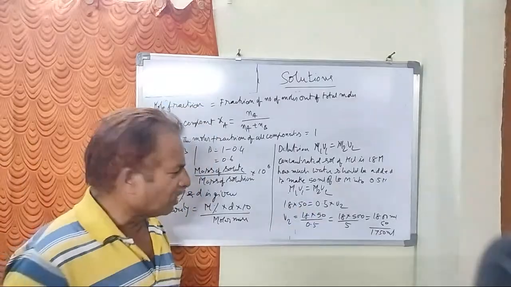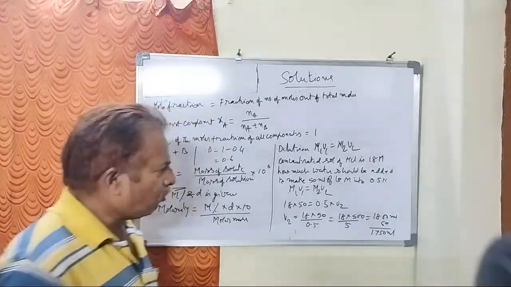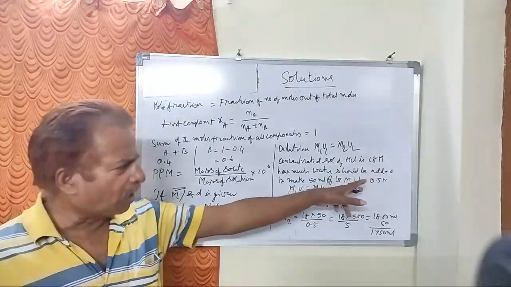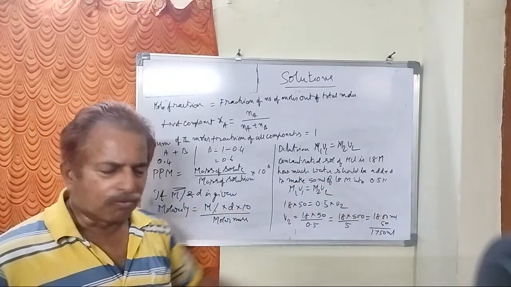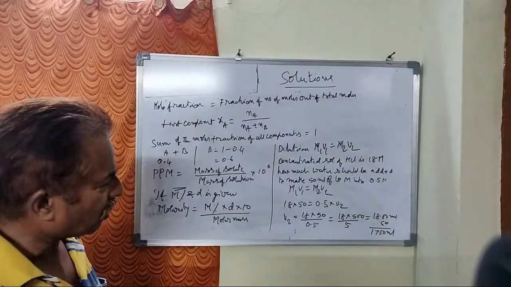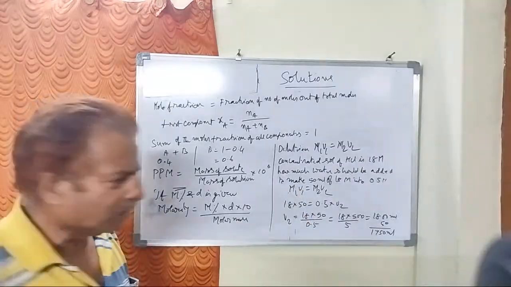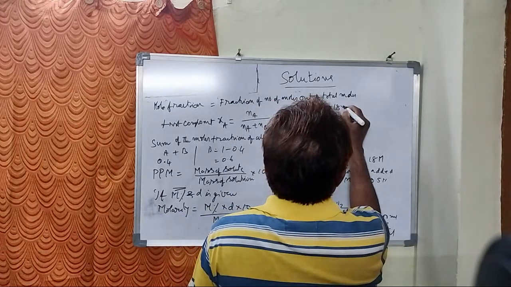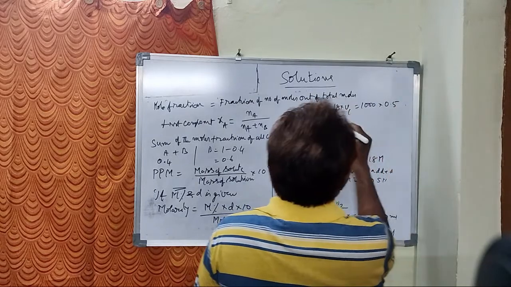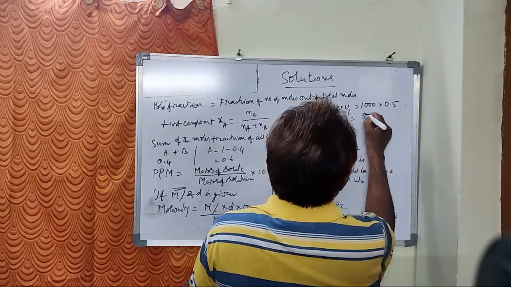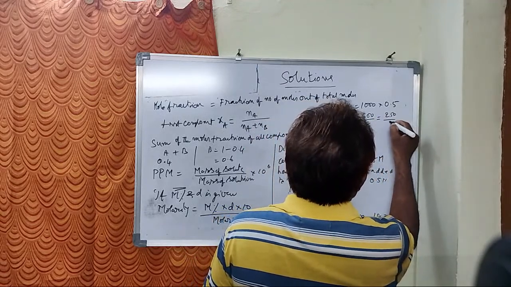The same question may be asked in a different way also. How much solution of 18 molar HCl should be taken to prepare 1 liter of 0.5 molar? If asked that way, then V1 we have to find. That is 18 molar into V1 is equal to 1000 into M2, 0.5. So V1 equal to 500 by 18. 500 by 18 means 250 by 9.